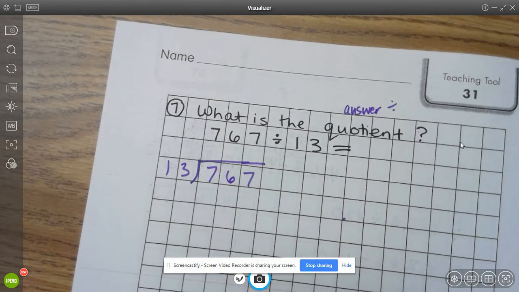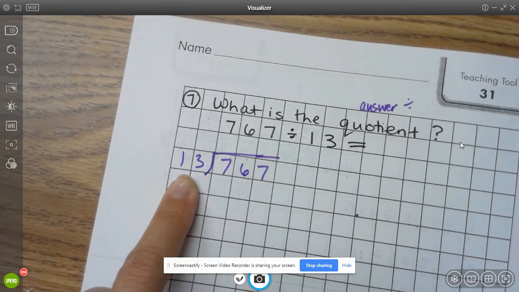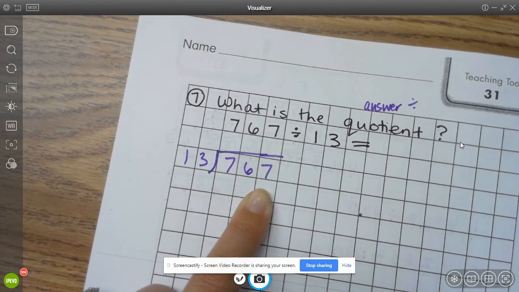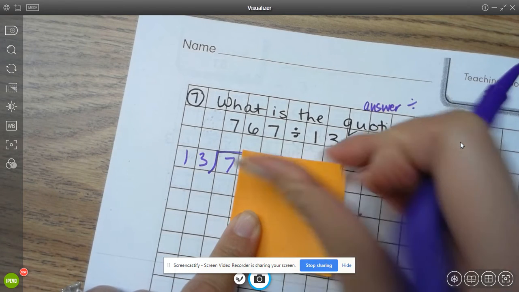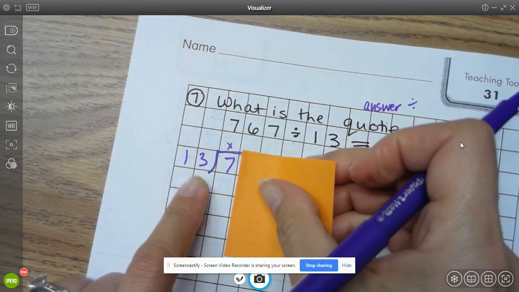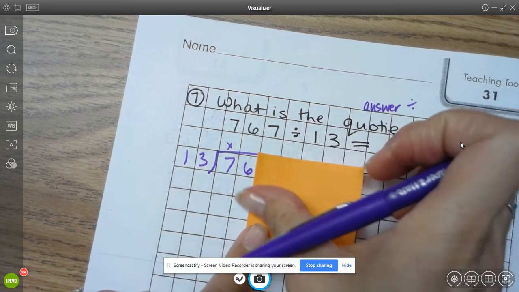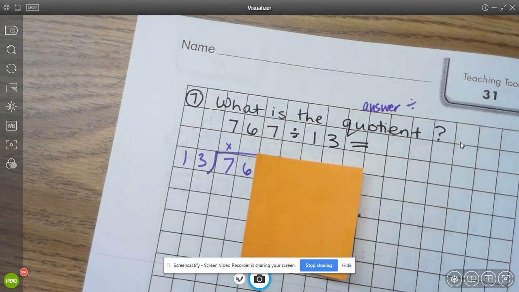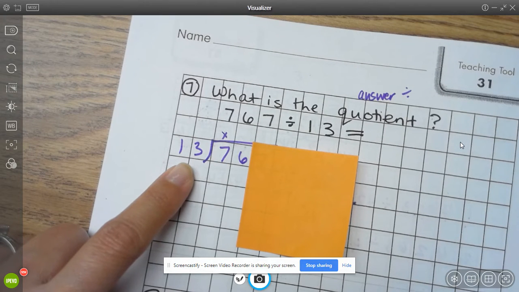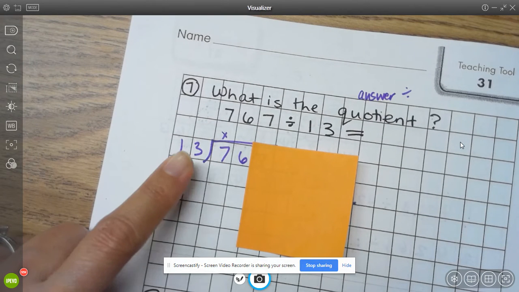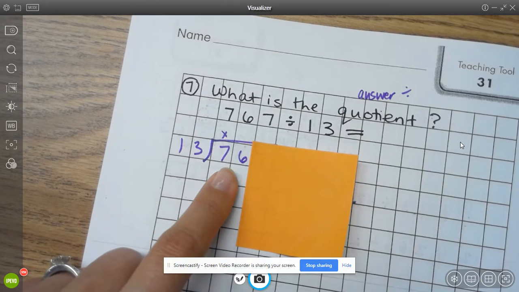Now, it looks like I have to use compatible numbers because 13 is kind of a big number, and I'm dividing it into a big number, okay? 13 does not go into 7. I can put a little extra if I want because we're talking whole numbers. Now, I know 13 goes into 76, but I don't know how many times. So when we think about compatible numbers, I'm going to round this down to a nice even 10. 10 goes into, I'm going to say this is 80. It's close to 80. 10 goes into 80 8 times.